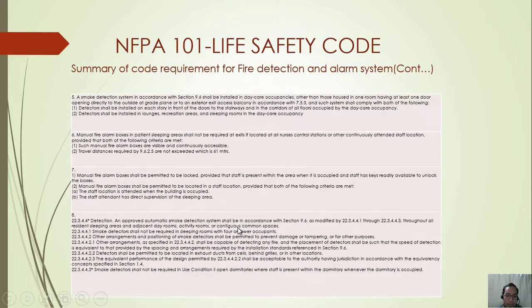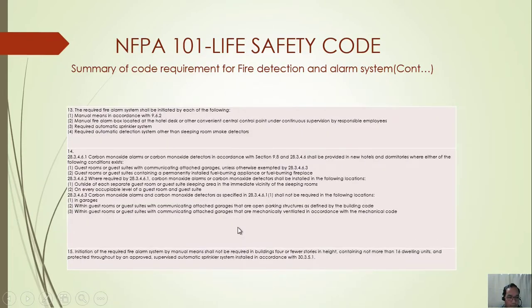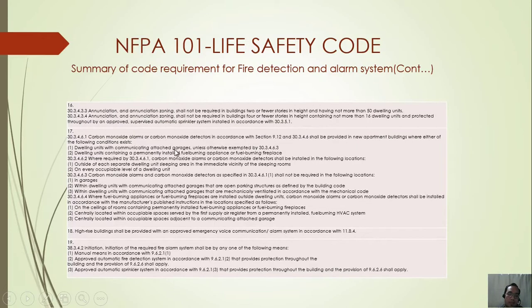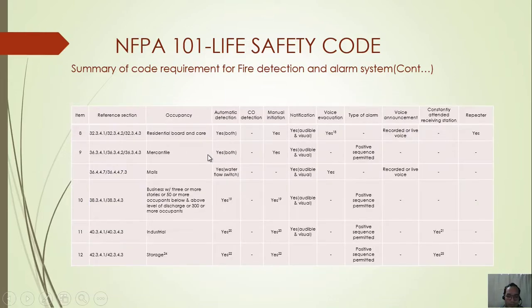Then for note 20, what's the note? Initiation of required fire alarm again by any. So it means any of these three, same with what we have previously. Either manual pull stations are installed throughout the building, or fire detection throughout the building, or sprinkler. So same note with note 10, business. So in industrial also, we can follow the same for initiation. And the last is the storage occupancy.